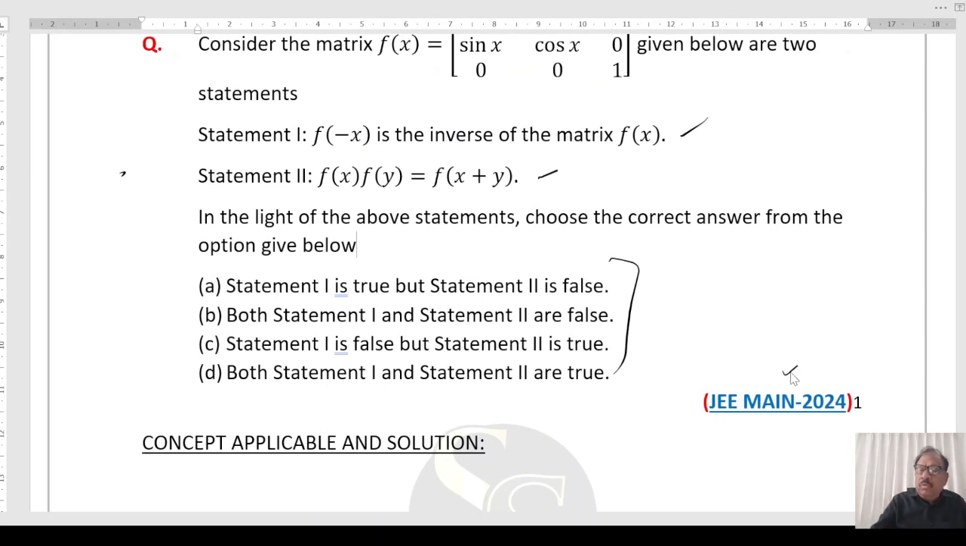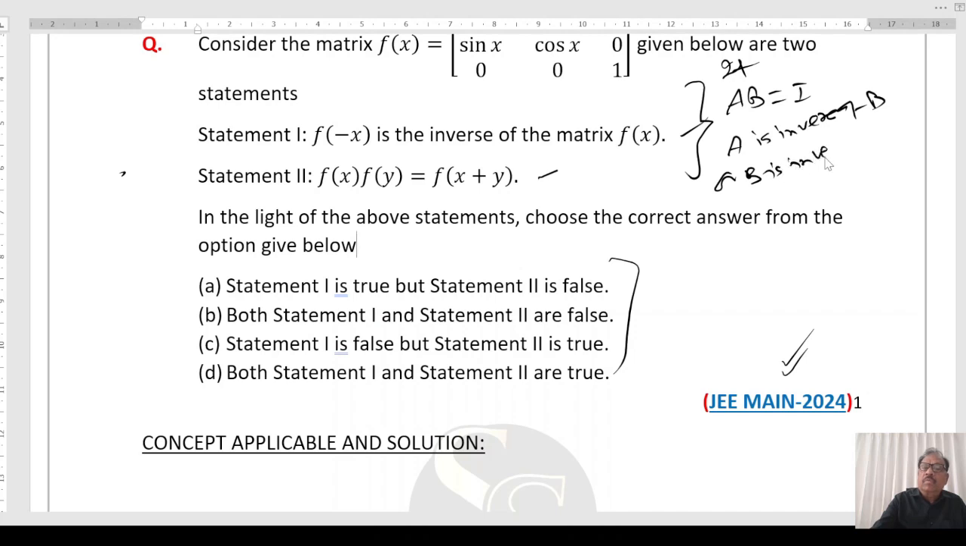The question is taken from JEE MAIN 2024. To prove that f of minus x is the inverse of f(x), we know the property: if AB equal to I, then A is the inverse of B, or B is the inverse of A. According to requirement, we can pick it accordingly. We take this as A and this as B.